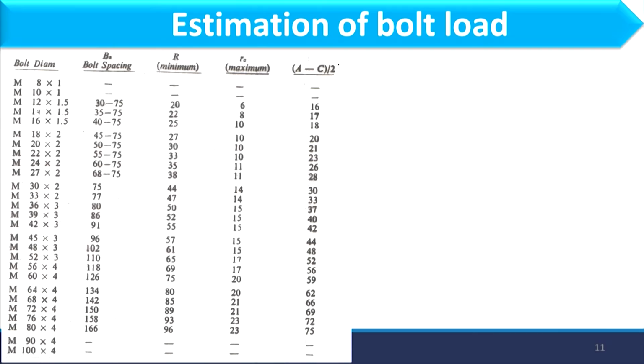Now, this table is available in the book given by B.C. Bhattacharya, in chapter 7. There we have the bolt diameter. Here I have M and some dimension, so M8 into 1 is the way the dimension of a bolt is given. For example, if I have M18 into 2, it means 18 is the diameter of the bolt and 2 is the t value. Considering these two values, you can find out the root area.